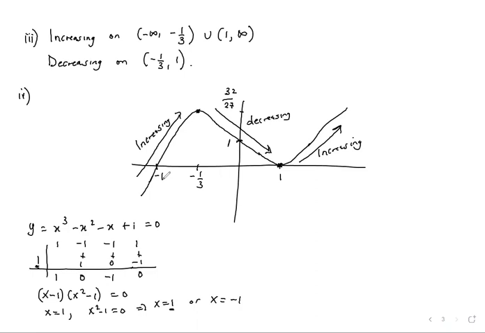Sir, in terms of interval, how did you know that negative 1/3 is not included, or 1? Because you have put the stationary point. At the stationary point, nothing is happening. It's not increasing, it's not decreasing. That's why we call it a stationary point. All right, thank you. So you never include stationary points. We are talking about increasing or decreasing. Very, very dangerous.